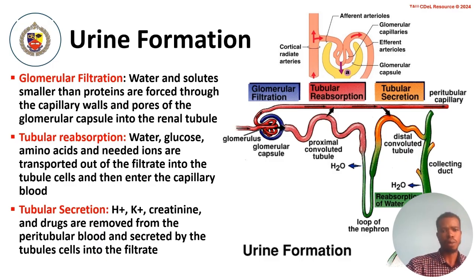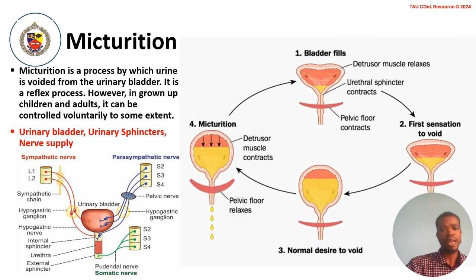Now we have tubular reabsorption. Those are the things that are still needed by the body, such as water. I told you earlier that fluid, that is water, can be reabsorbed when needed. Glucose, amino acids, and also some ions. We have sodium reabsorption also. Now we have tubular secretion, like hydrogen, potassium, creatinine, and drugs are removed from the peritubular blood and secreted by the tubule cells into the filtrates.